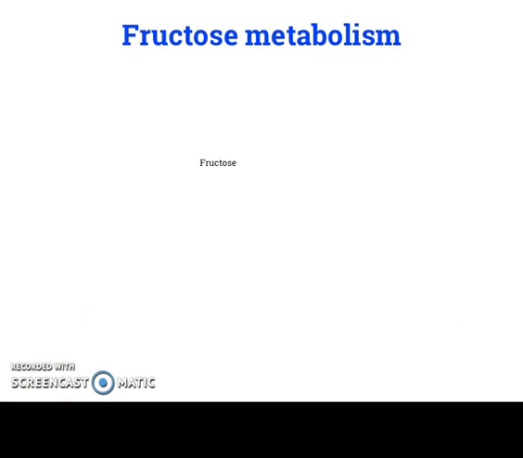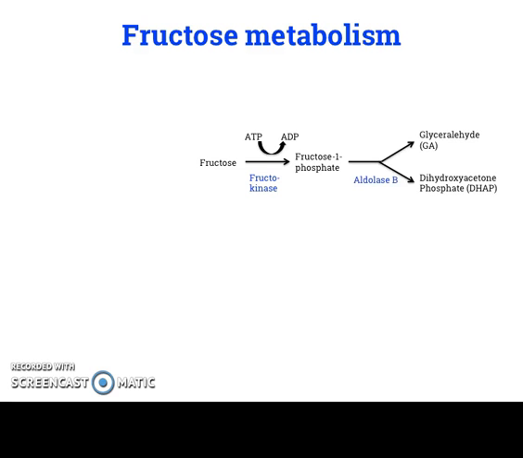Starting with fructose, the enzyme fructokinase first catalyzes the phosphorylation of fructose to fructose 1-phosphate. From here, aldolase acts on fructose 1-phosphate to split it into DHAP, or dihydroxyacetone phosphate, and glyceraldehyde, or GA. Aldolase B is only found in the liver, kidney, and small intestine, as is triokinase, which catalyzes the phosphorylation of glyceraldehyde to glyceraldehyde 3-phosphate.